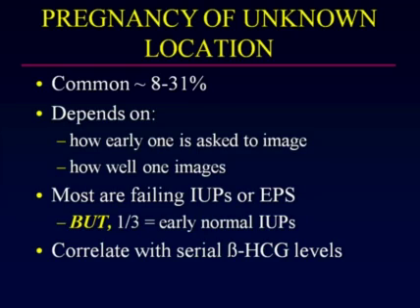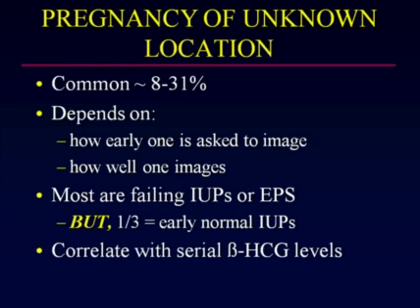And it depends basically on two factors. First of all, it depends on how early one is asked to image the patient, because if you're asked to image the patient at about 3 weeks gestational age, of course your sensitivity for finding either an intrauterine or extrauterine pregnancy will be much lower than it will be at a later gestational age. But it also depends on how well you do your examination. So clearly, in laboratories that have less experienced sonographers, the number will be higher than in a laboratory that does a very extensive, complete protocol with very experienced sonographers.